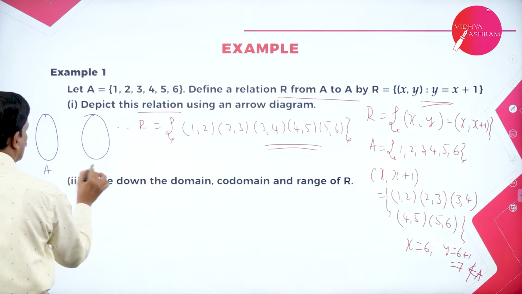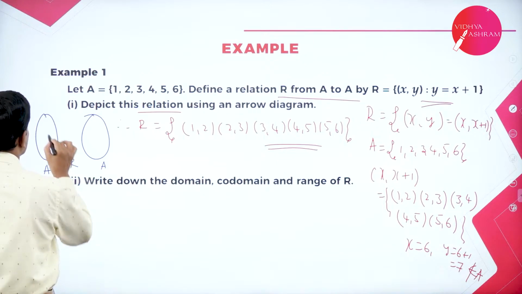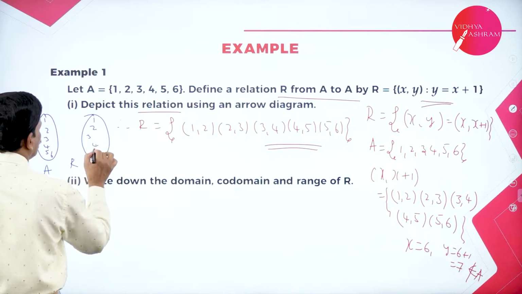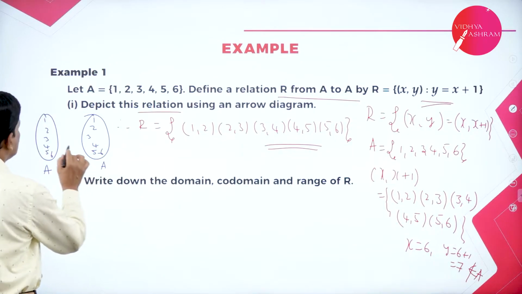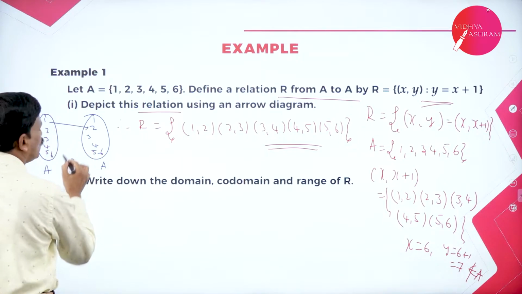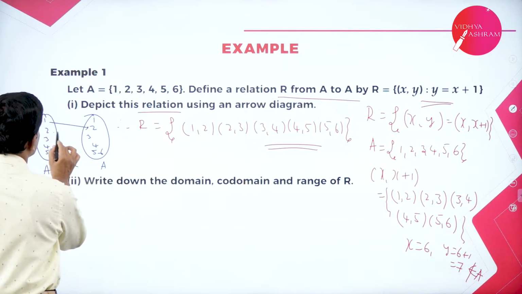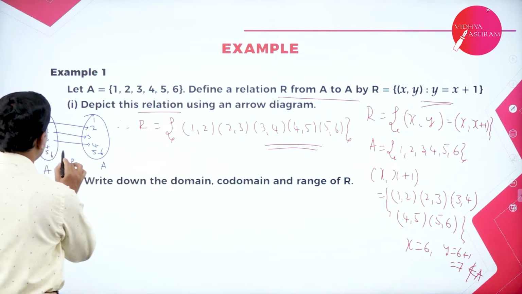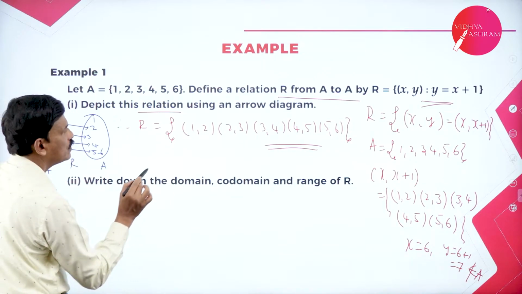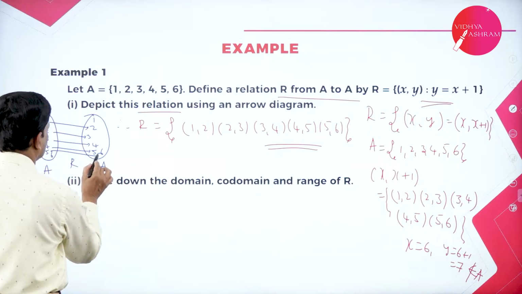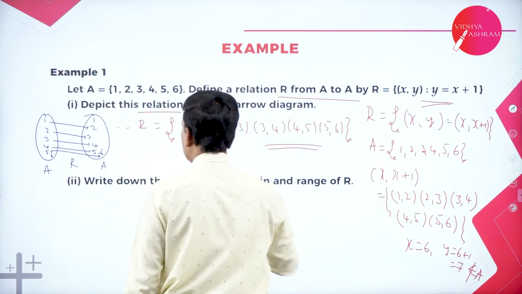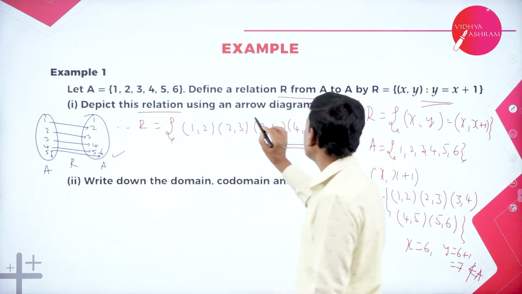This is A, and B, the relation. A contains 1, 2, 3, 4, 5 and 6. B also contains 1, 2, 3, 4, 5 and 6. Now just represent it by a diagram. 1 to 2, then 2 to 3, then 3 to 4, then 4 to 5, then 5 to 6. That's all. So this is the representation of an arrow diagram.